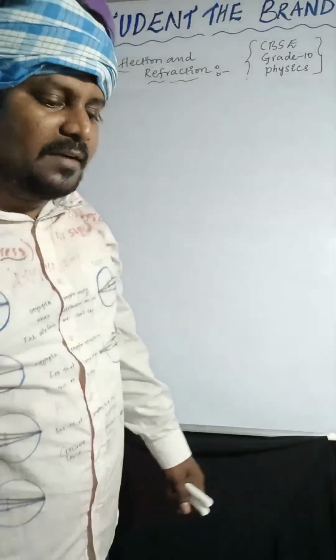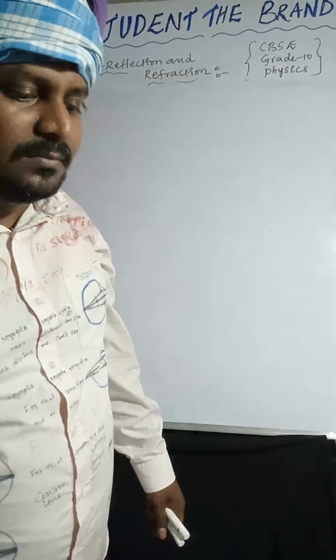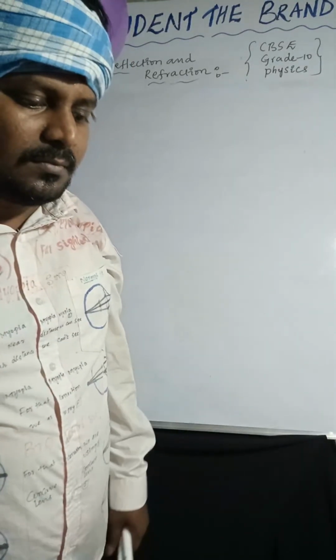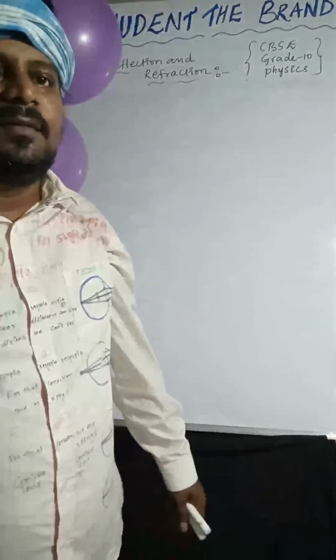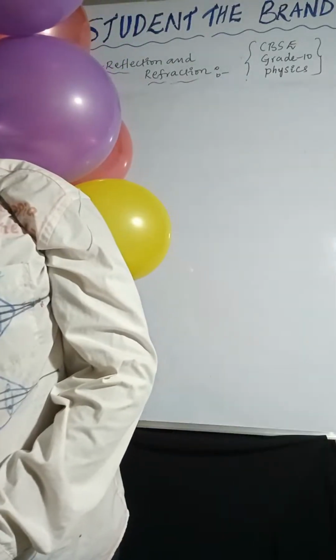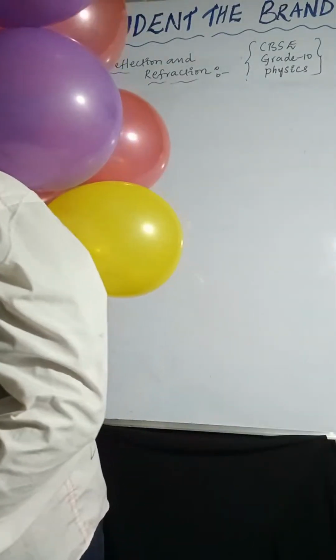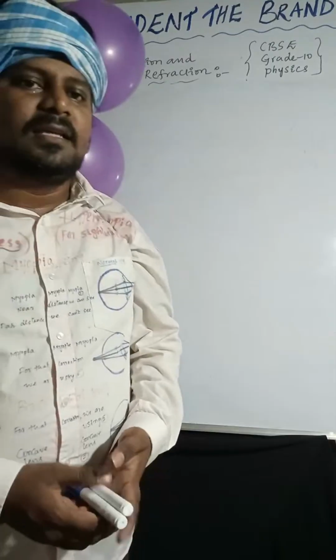So absolute refractive index n is equal to C by V. Absolute refractive index equal to C by V, right?